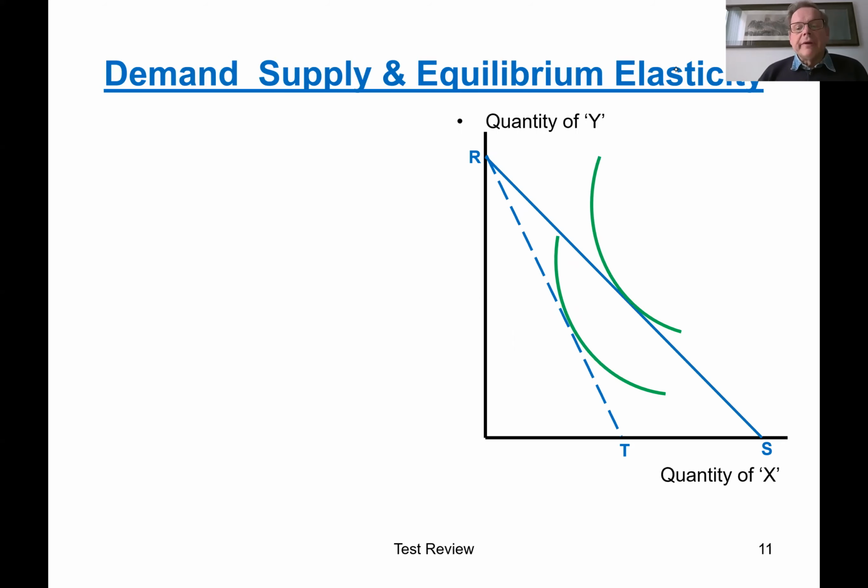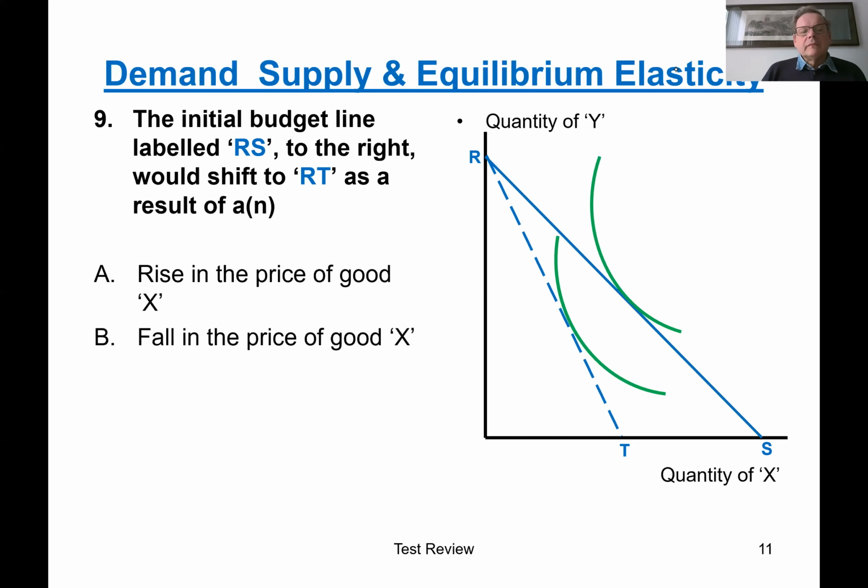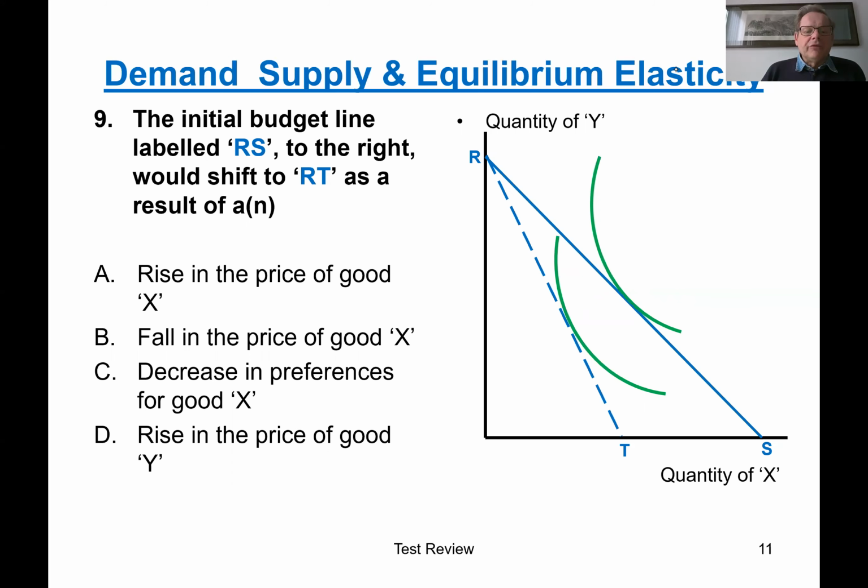You're given this diagram. You got 2 budget lines, RS and RT, and 2 indifference curves. The initial budget line RS to the right would shift to RT as a result of A, a rise in the price of good X, B, a fall in the price of good X, C, a decrease in the preference for good X, D, a rise in the price of good Y, and E, an increase in real income.